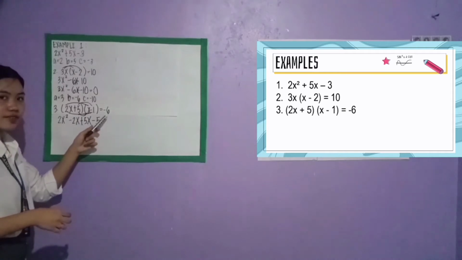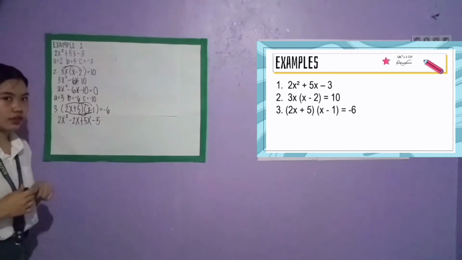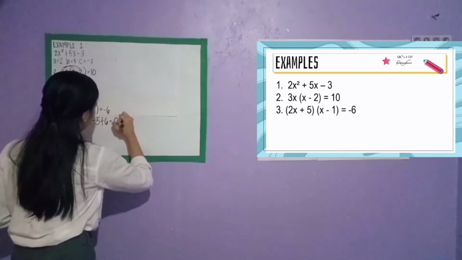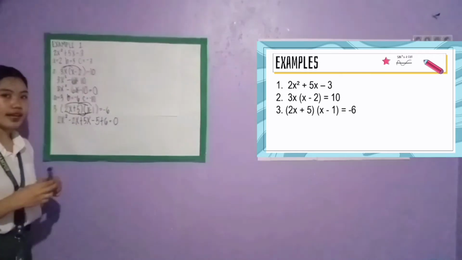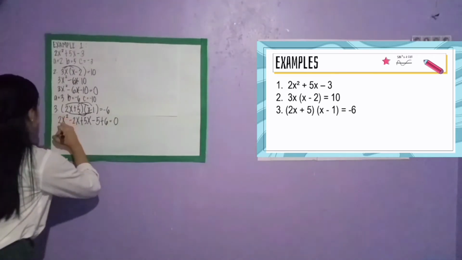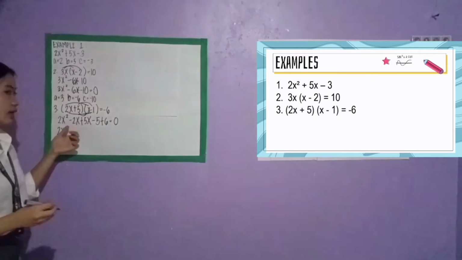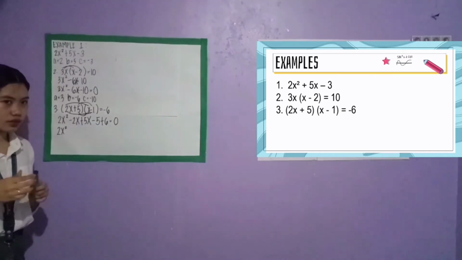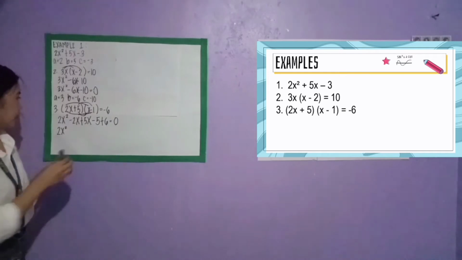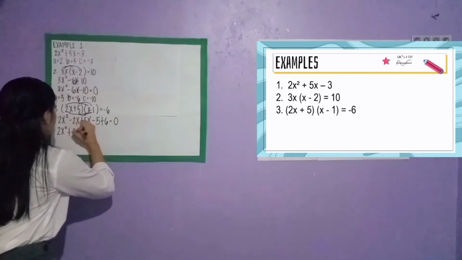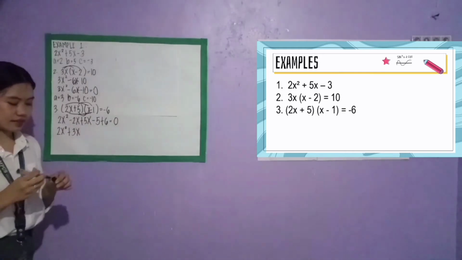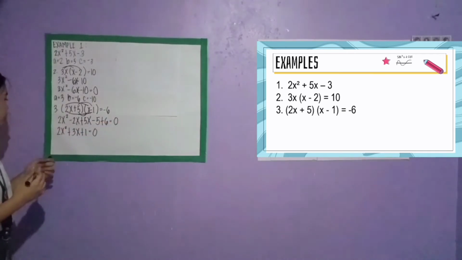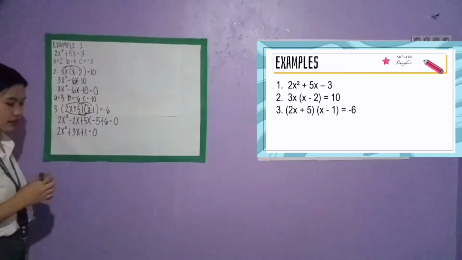Then move negative 6 to the left side of the equation. So it would be positive 6 since we moved it. Okay. Then combine the like terms or the similar terms. So the answer would be negative 2x plus 5x is equal to, yes miss? Okay, good. That would be positive 3x. Negative 5 plus 6 is equal to positive 1. Correct. The standard form of this is 2x squared plus 3x plus 1 is equal to 0.